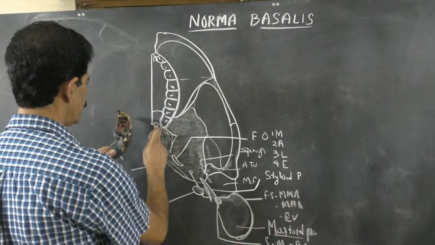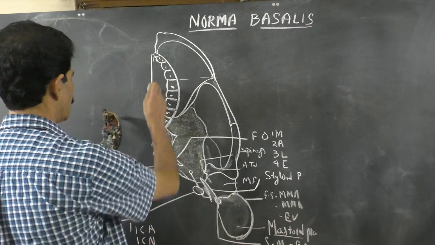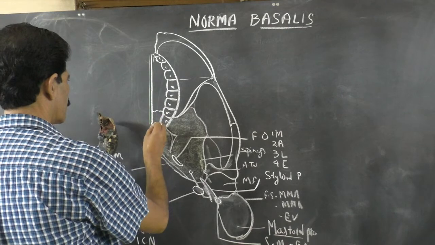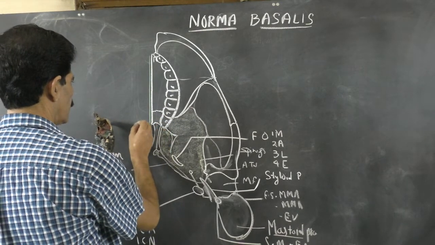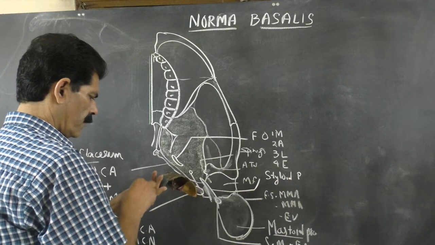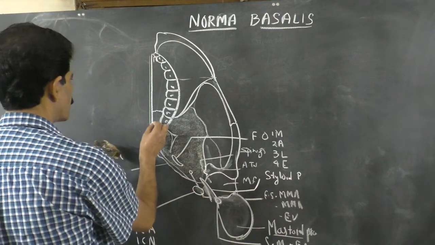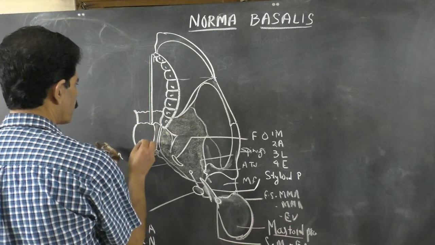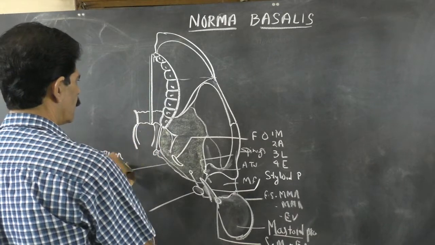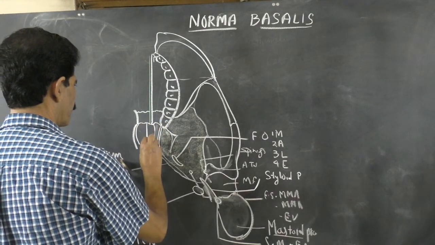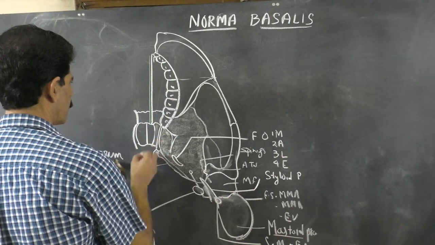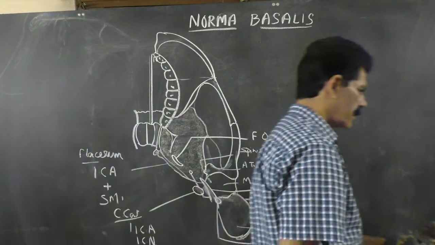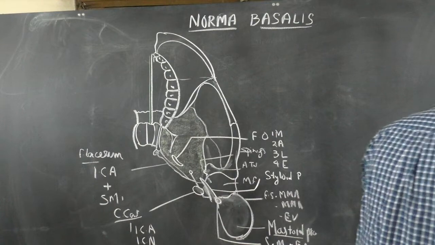Then anteriorly, in the midline of the hard palate, at both the sides, there form the posterior nares, and because of these posterior nares, in the center there lies the nasal septum, the posterior part of the nasal septum.